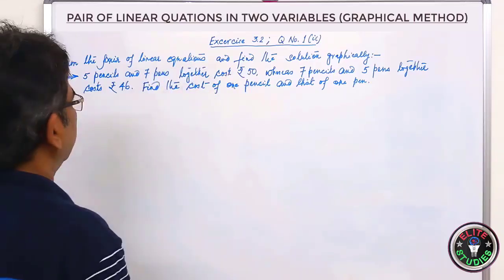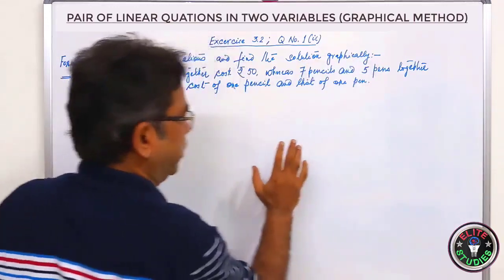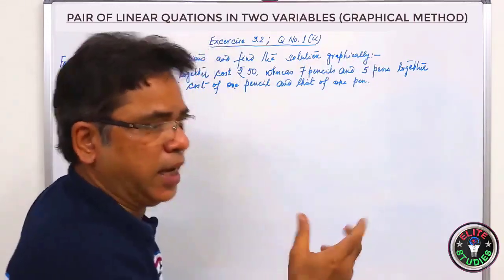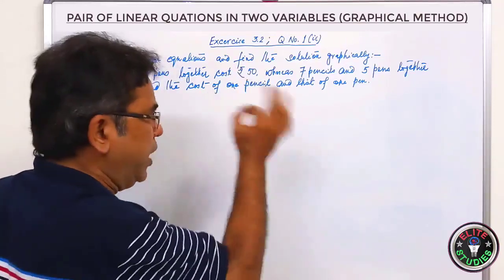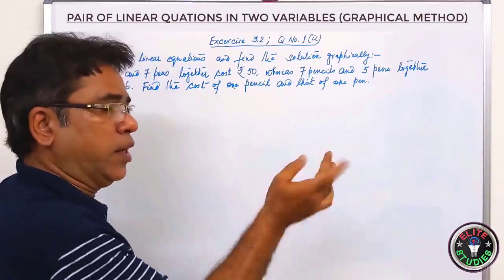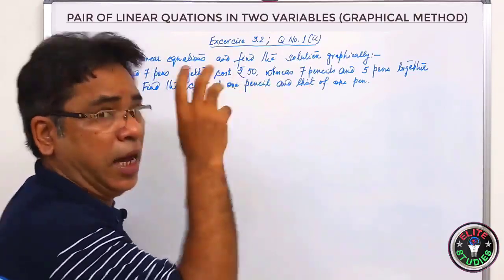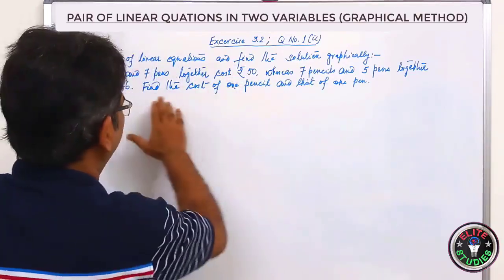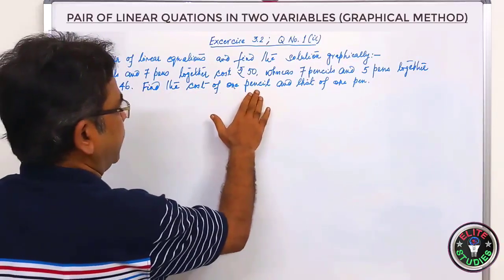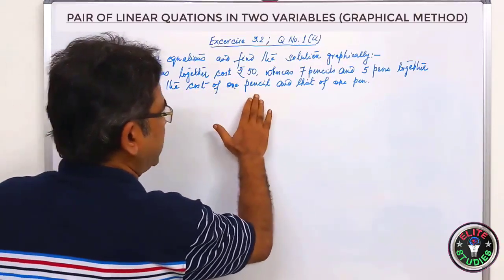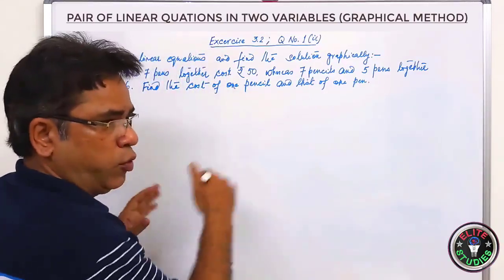So let us first try to frame or formulate the pair of linear equations according to the given conditions. For this, first of all, read the questions thoroughly. Questions may be easy, they may be difficult, but read the questions thoroughly and try to understand every bit. Then the most important thing is which one should be considered as the variable, the unknown quantity. Here it is very easy: find the cost of 1 pencil and that of 1 pen. So these are the variables unknown to us and we have to find them out.